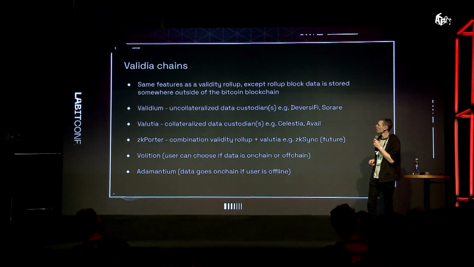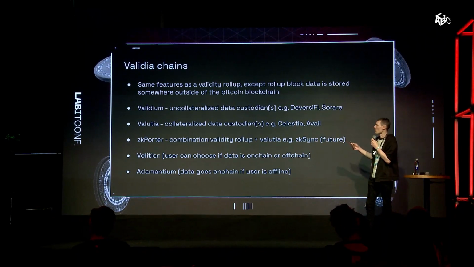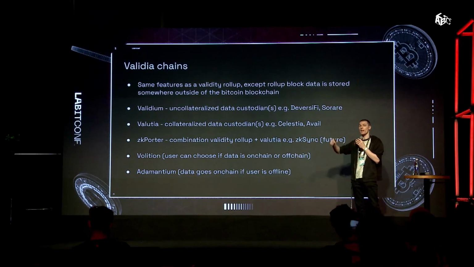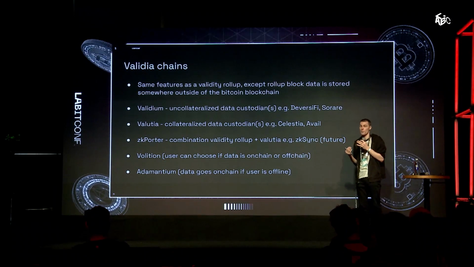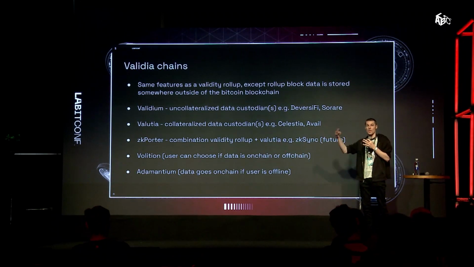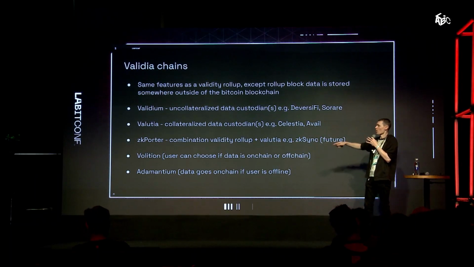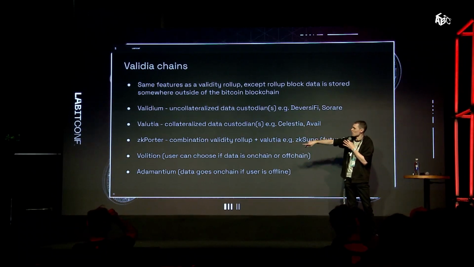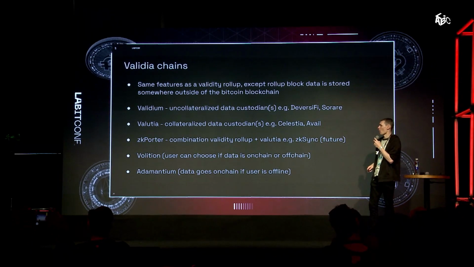There's also a variant of rollups called a Validium, what I'm calling a Validium chain, which has the same features as a validity rollup, except that instead of storing the block data inside of Bitcoin blocks, which is of course expensive and limited by the Bitcoin block size limit, a Validium chain will store the block data somewhere else with some centralized or federated or decentralized data custodian. And there are many different variants of this model that people have come up with. I won't go into all of them because we don't have enough time, but you can look up these terms online if you want to learn about these different so-called off-chain data availability protocols.